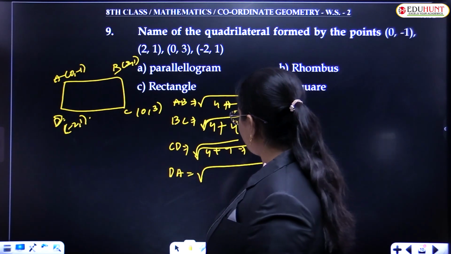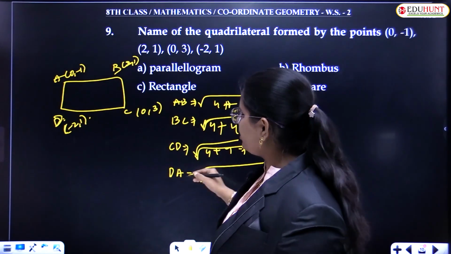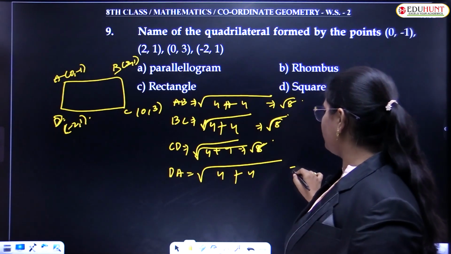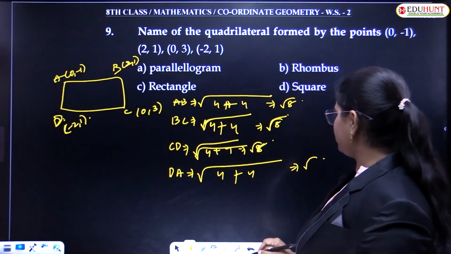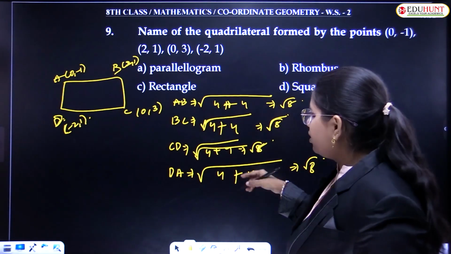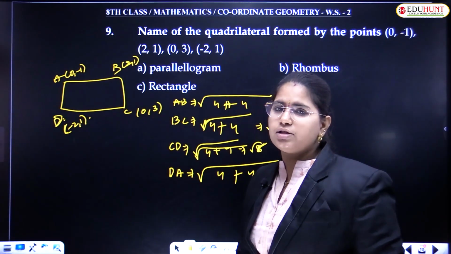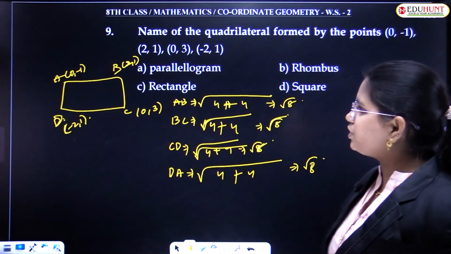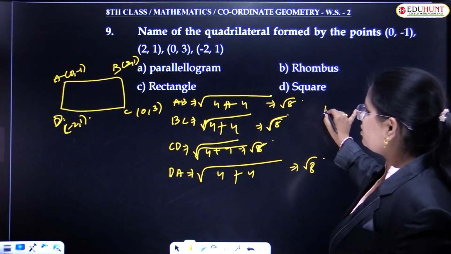Next, DA. Minus 2 minus 0 whole square is 4, plus 1 minus 3 is 2 square, which is 4. Again you got root 8. So if you have observed, all the side values are equal from the figure, right? So we are left with only the diagonals.